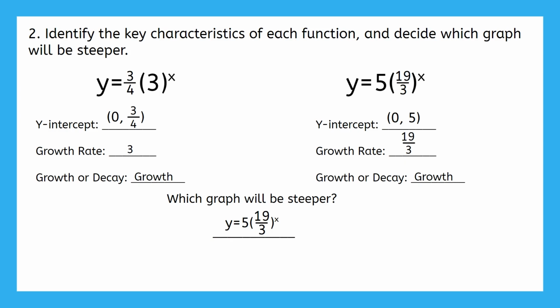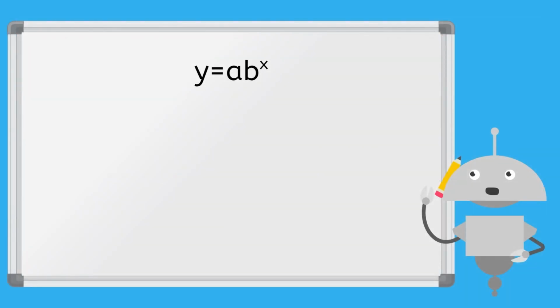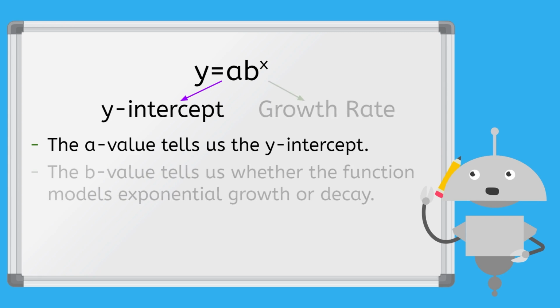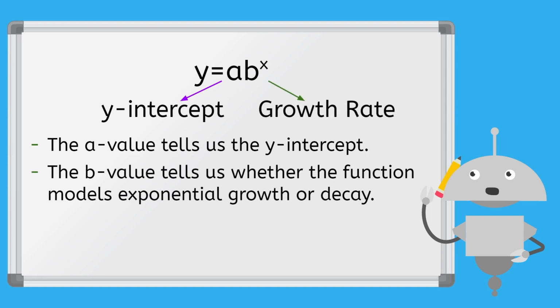Awesome. Let's talk about what we learned. This knowledge of the form of exponential functions will become really useful once we start graphing. We'll be able to look at the a value and graph a point immediately, the y-intercept. Then our growth rate will tell us what we should expect in terms of steepness and whether we'll have exponential growth or exponential decay.